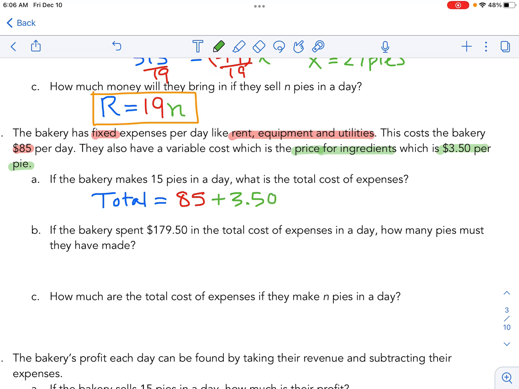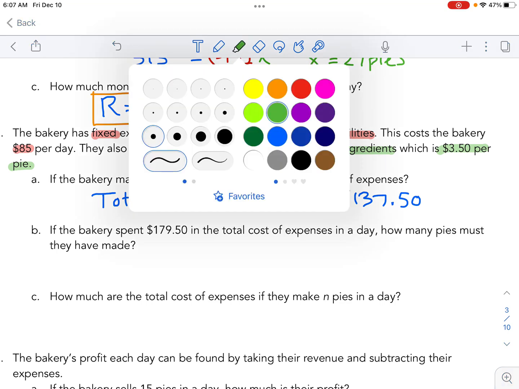So we're going to make 15 pies. We're going to need $3.50 to buy ingredients for each pie, and so that's times 15 then. So that's going to give us a total of $3.50 times 15 plus 85, which is $137.50. And so now we're using that relationship to solve different scenarios, just like above, right?